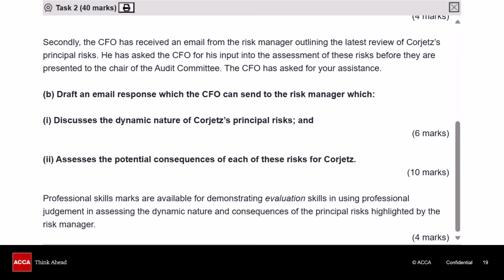Professional skills marks are available for demonstrating evaluation skills and using professional judgment in assessing the dynamic nature and consequences of principal risks highlighted by the risk manager. Now that's interesting, right? So evaluation skills and judgment, professional judgment, both critical. There's no answer to this in some textbook here. As a professional, you are expected to demonstrate judgment. You're expected to understand risks. You're expected to understand the context of this organization. And based on that, you then need to craft a story, craft an answer.